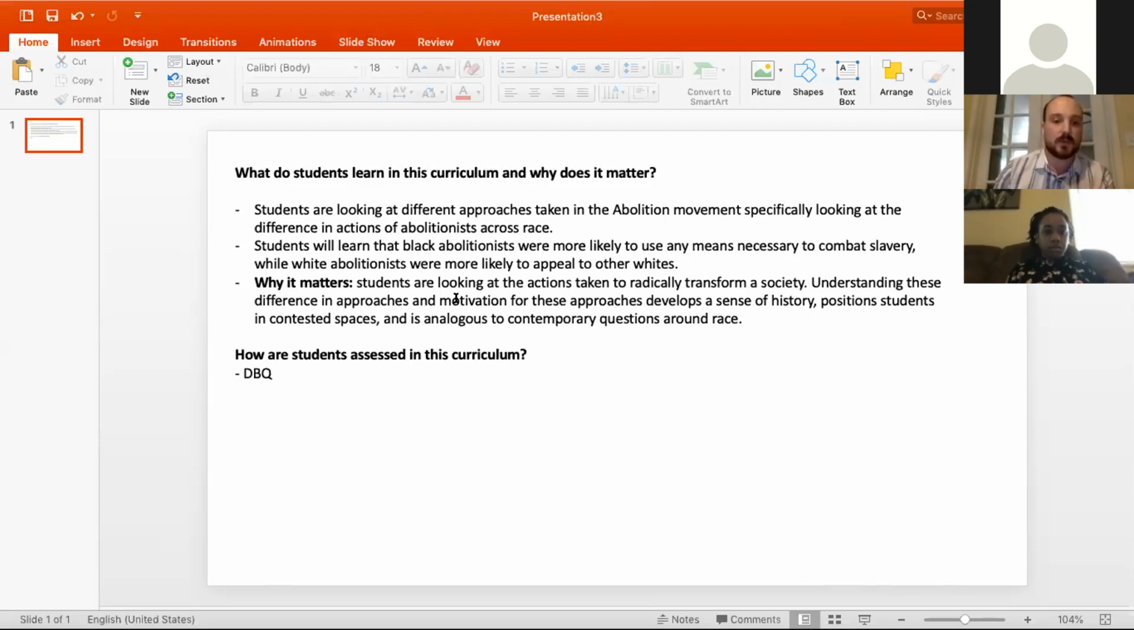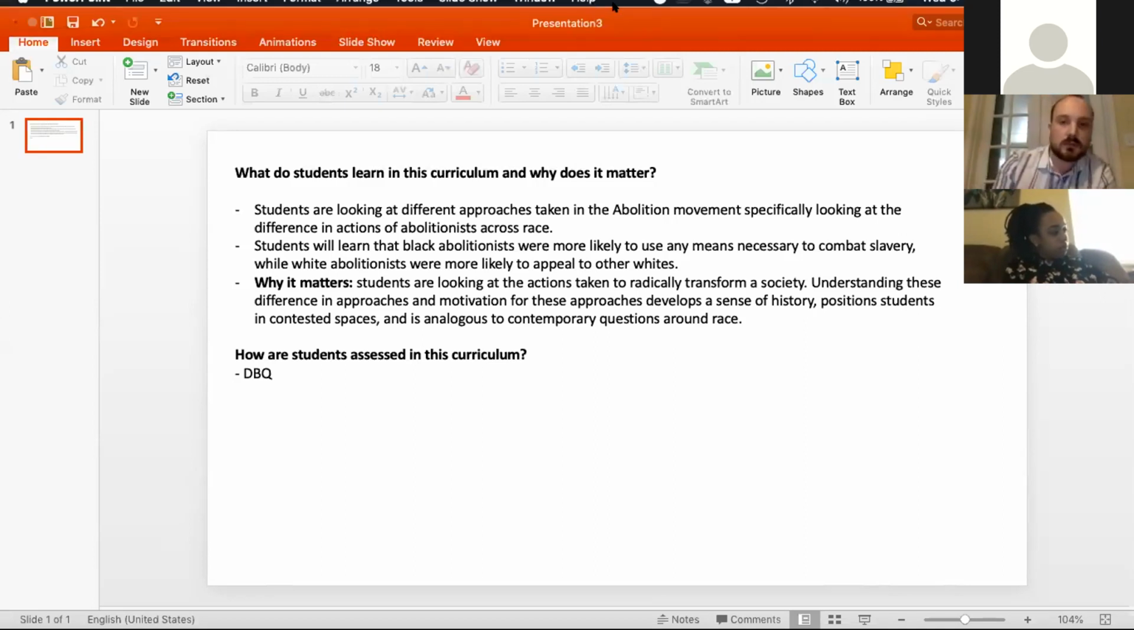And then finally, how are students assessed in this curriculum? They're assessed using a document-based question that specifically asks them to compare the difference in approaches of those two racial groups and how they approached abolition.